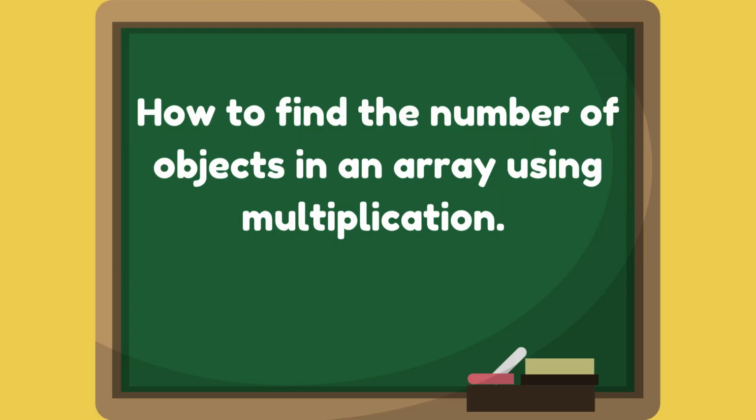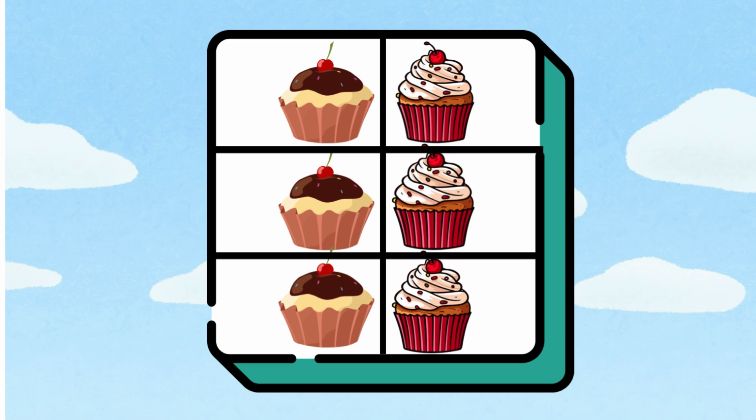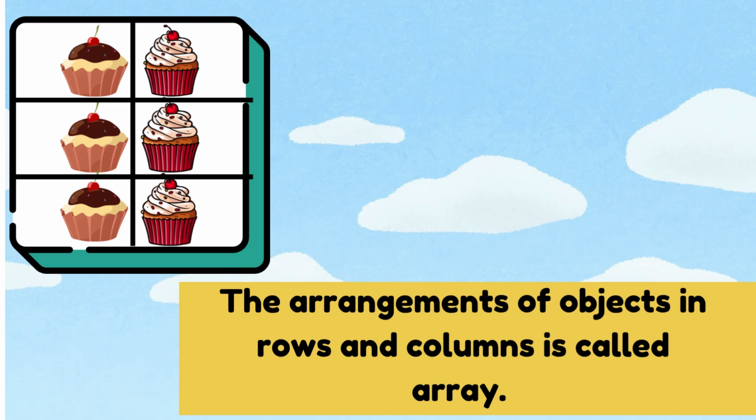Hello! Today, we will learn about how to find the number of objects in an array using multiplication. Here's our first example. Yummy cupcakes. Did you notice the cupcakes are arranged into rows and columns? This arrangement of objects in rows and columns is called an array.